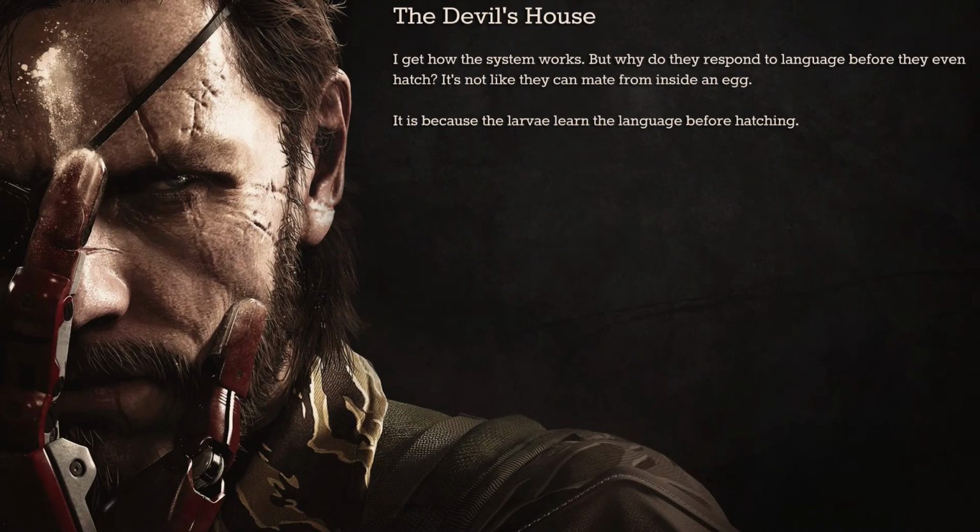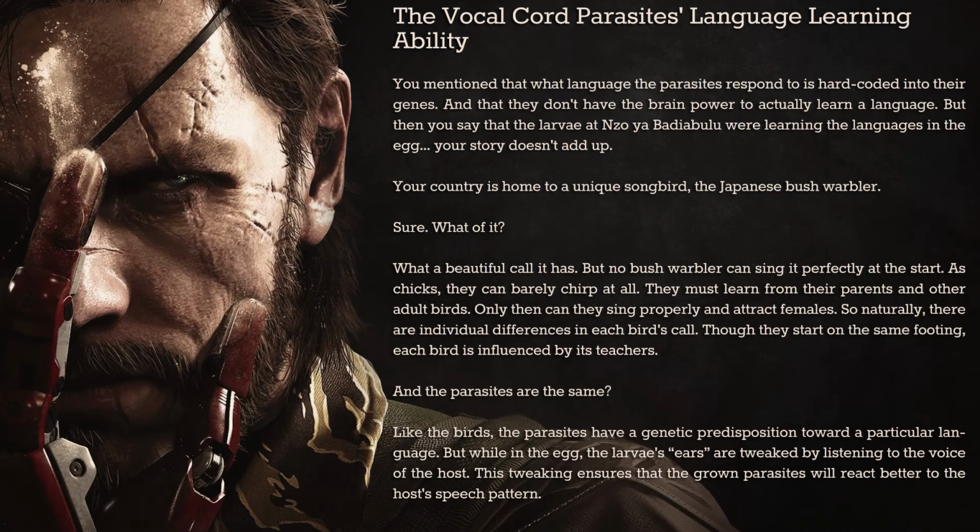I get how the system works. But why do they respond to language before they even hatch? It's not like they can mate from inside an egg. It is because the larvae learn the language before hatching. You mentioned that what language the parasites respond to is hard-coded into their genes, and that they don't have the brain power to actually learn a language. But then you say that the larvae at Nzoia-Badia Bulu were learning the languages in the egg. Your story doesn't add up.